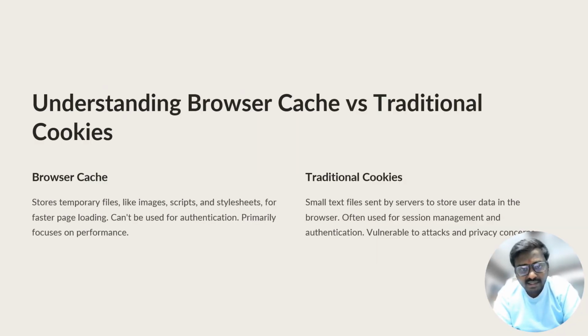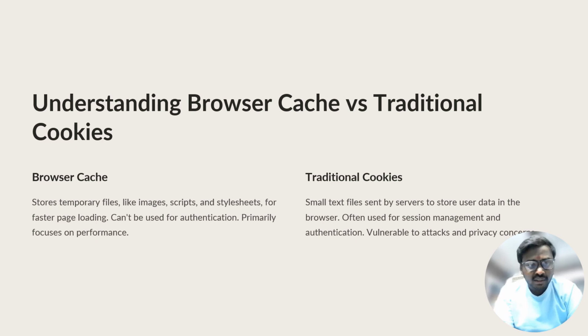Understanding browser cache versus traditional cookies. Browser cache stores temporary files like images, scripts, and style sheets for faster page loading. It cannot be used for authentication and primarily focuses on performance. And let's go to traditional cookies. Small text files sent by servers to store user data in the browser, often used for session management and authentication, vulnerable to attacks and privacy concerns.